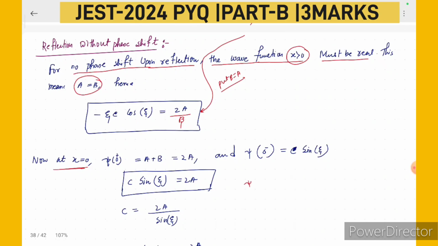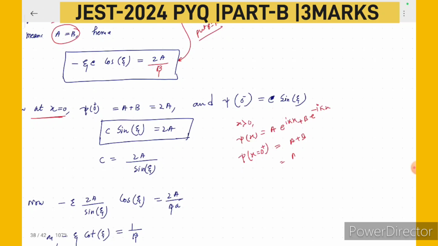Because we already know that for x greater than 0, psi of x equals A e to the power ikx plus B e to the power minus ikx. So from this case, at x equals 0 plus, that is obviously A plus B, but due to A equals B, it equals A plus A, so that is equal to 2A.